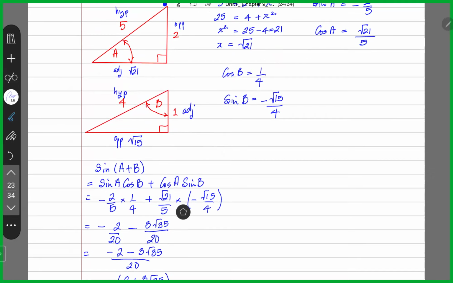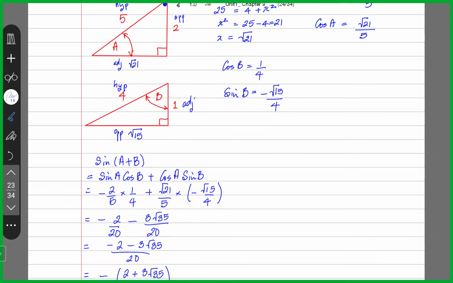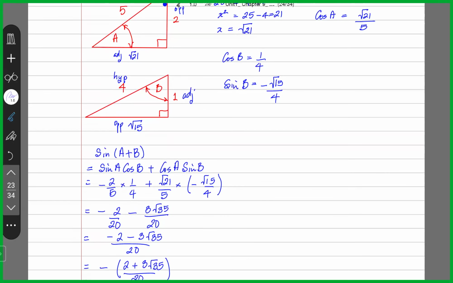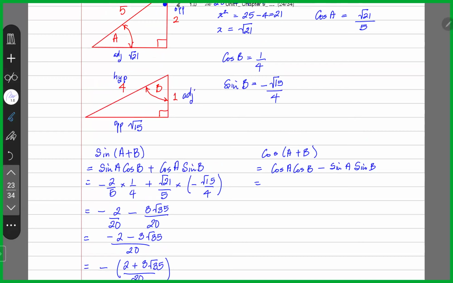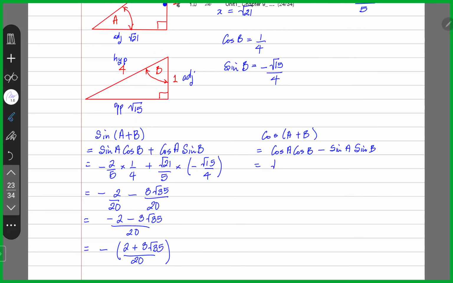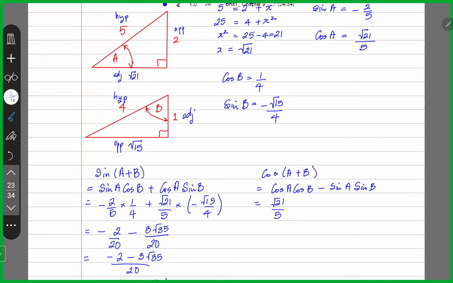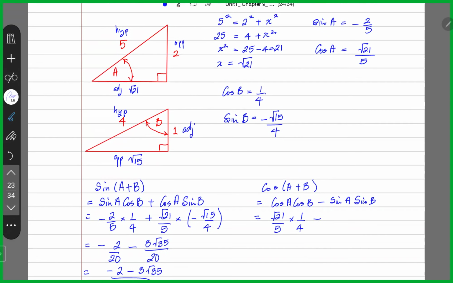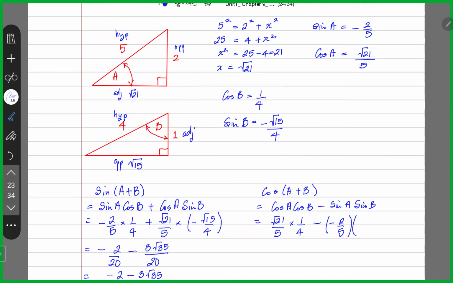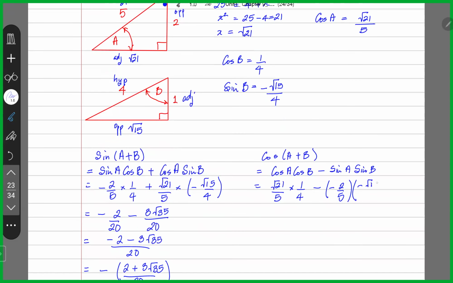All right, next we're asked to determine the value of cosine A plus B. So cos A plus B is cos A cos B minus sine A sine B. All right, so now we have the cosine of A, which is root 21 over 5, times the cosine of B, which is a quarter, minus the sine of A, minus 2 over 5, times the sine of B, which is minus the root of 15 over 4.